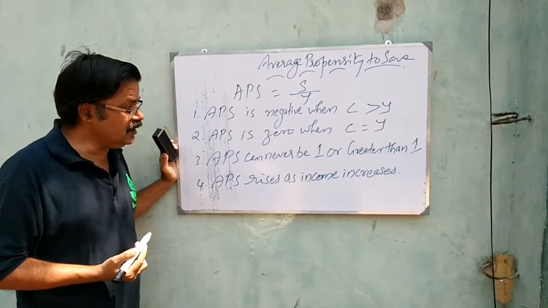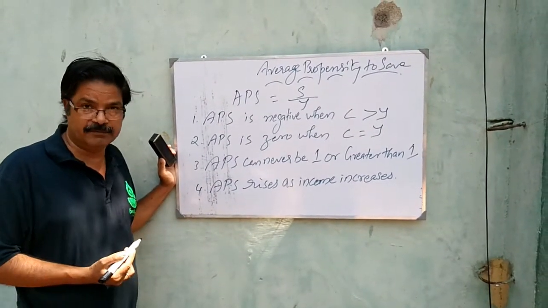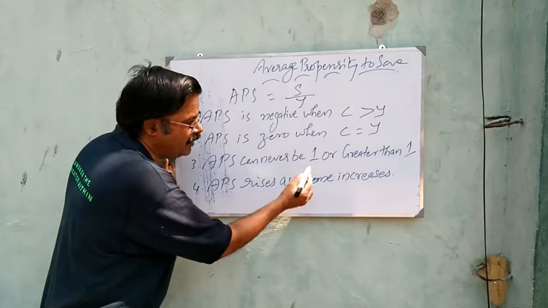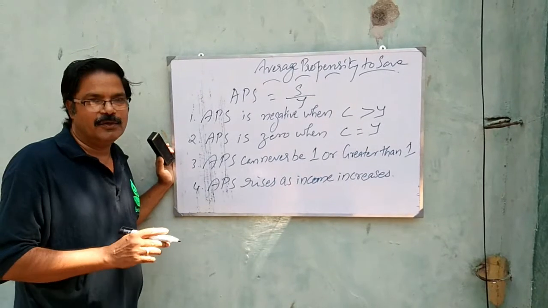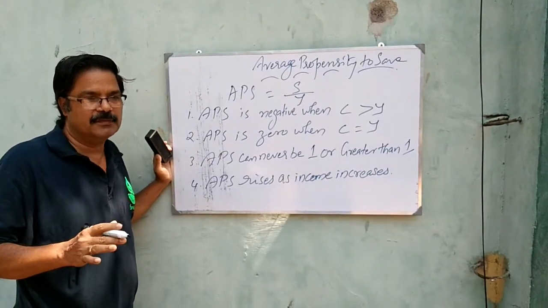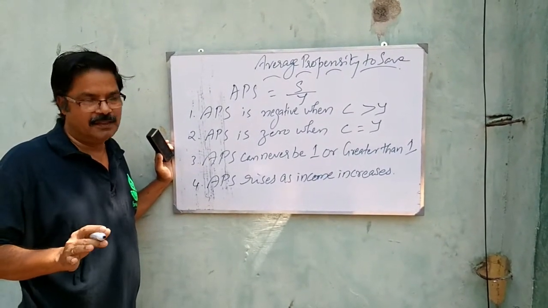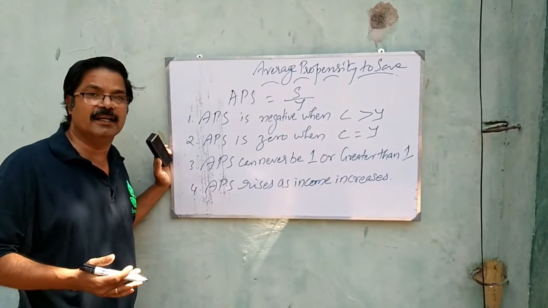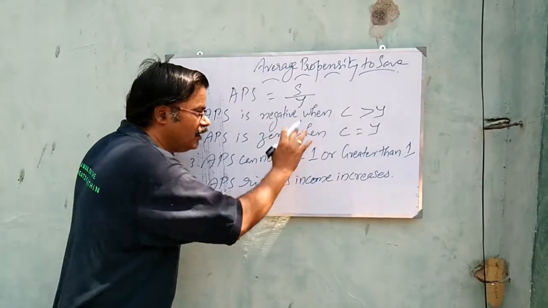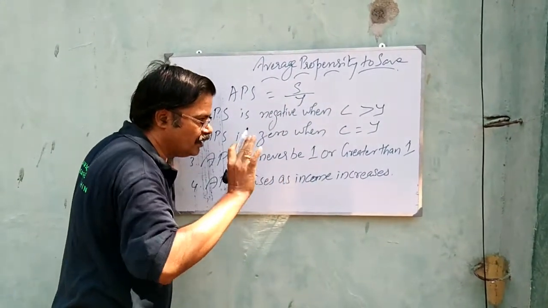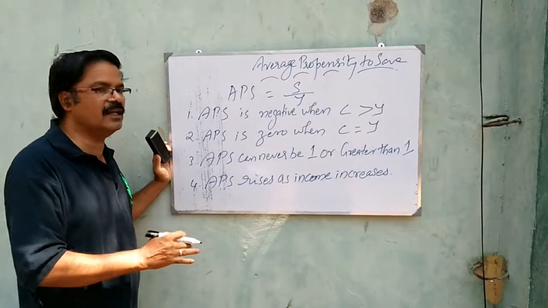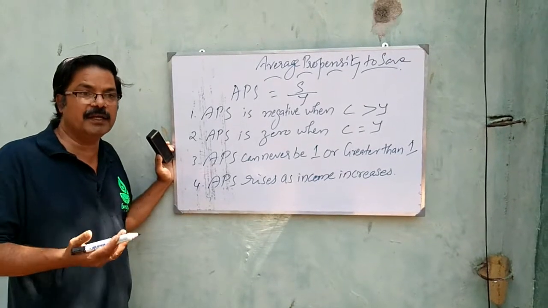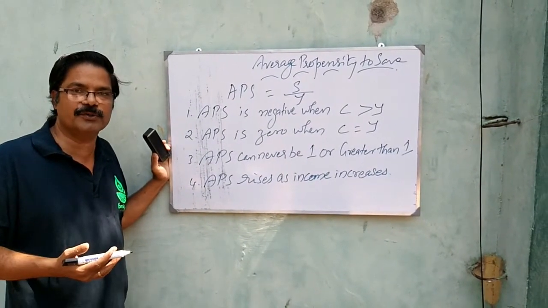Can APS be 1 or greater than 1? Never. APS can never be 1 or greater than 1. Why? Because the entire income cannot be saved, and no one can save more than their income. So APS can never be 1 or greater than 1. It is always less than 1. APS rises as income increases. As your income increases, the level of saving also increases.